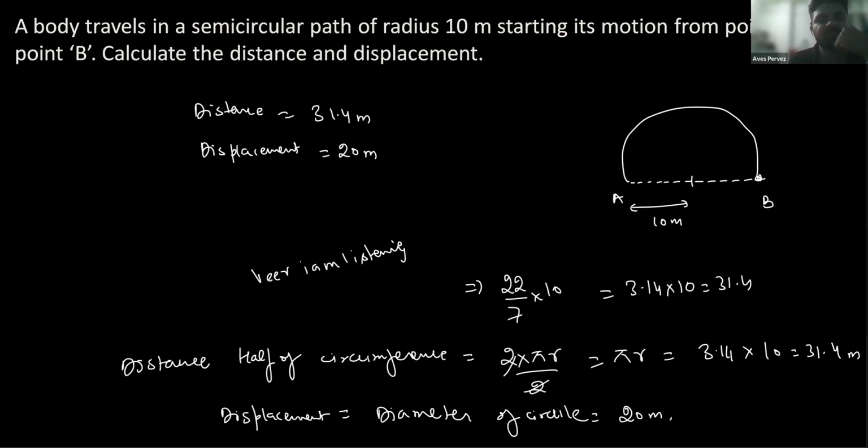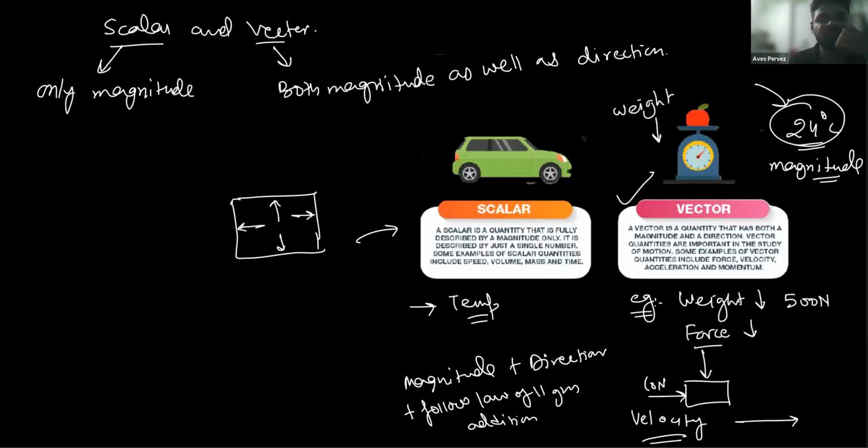So there are some physical quantities that are going to have some specified direction. So scalar and vector quantities. There are two types of physical quantities. So what are physical quantities? First, let me explain to you that physical quantities are those quantities that are used to measure something.